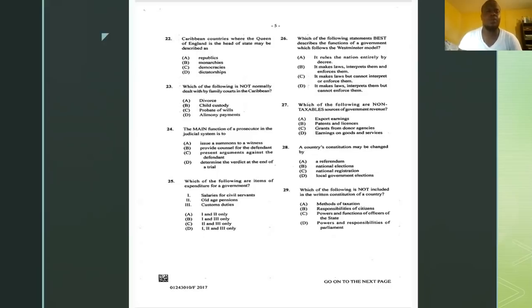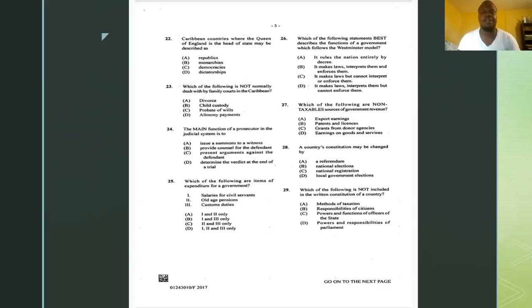Good. Number 24, the main function of a prosecutor in the judicial system is to A, issue a summons to a witness, B, provide counsel for the defendant, C, present arguments against the defendant, or D, determine the verdict at the end of a trial. All right, so we can use the process of elimination to get rid of the distractors, or the answers we know are not correct. We know prosecutors cannot determine a verdict because that is left up to a jury or judge. So easily we can eliminate D.